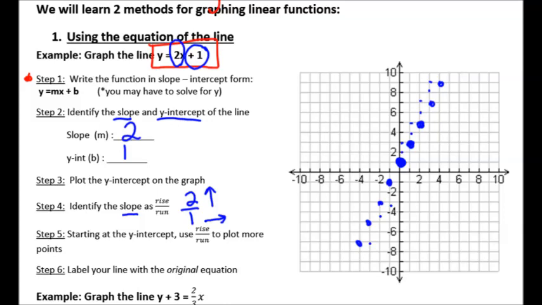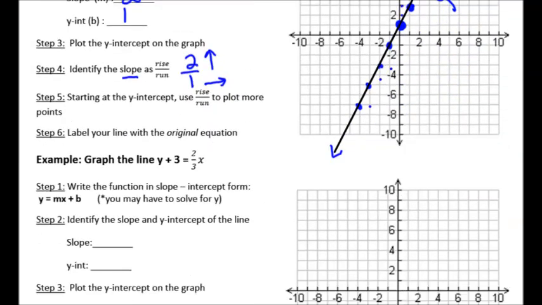Now, once you have all your dots plotted, connect them. Make sure that you are drawing arrows on the ends of your line to let us know that this line continues on and on and on. And label your line with the original equation. So give this line a name. This is the line 2x plus 1. And that's it. All right, let's take a look at the next one.